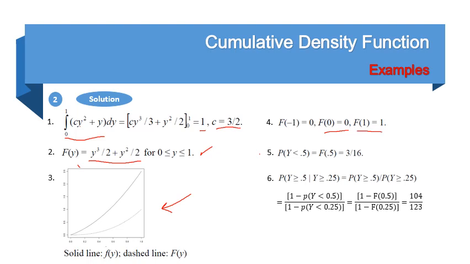Now, for number 5, if you need the probability that y is less than half, all you do is substitute in your second answer, in answer number 2, half, replacing the y by half, and you get the answer as 3 over 16. Or you can do it without the capital F by going back to the original function. If you need the probability that y is less than half, you integrate from 0 to half over the function I gave you to get the same solution.